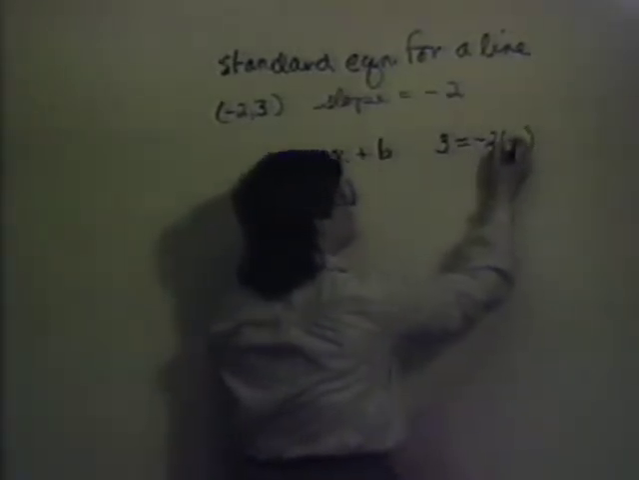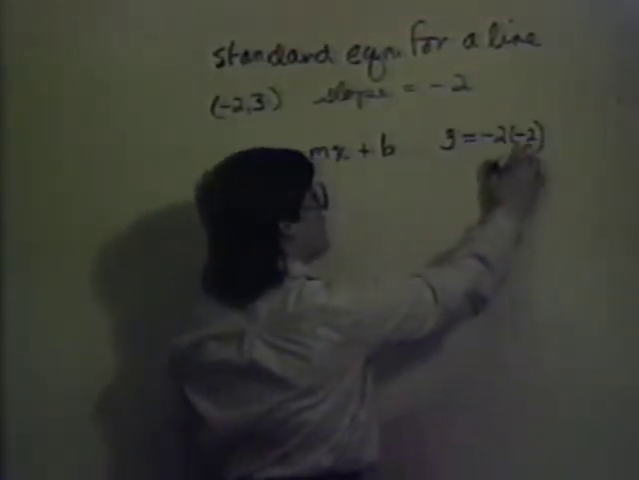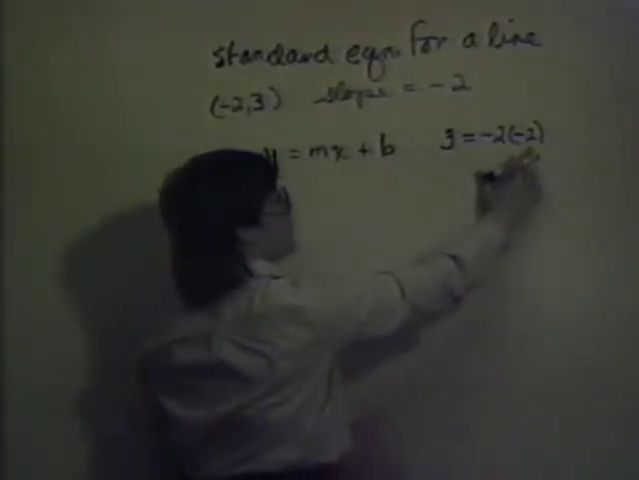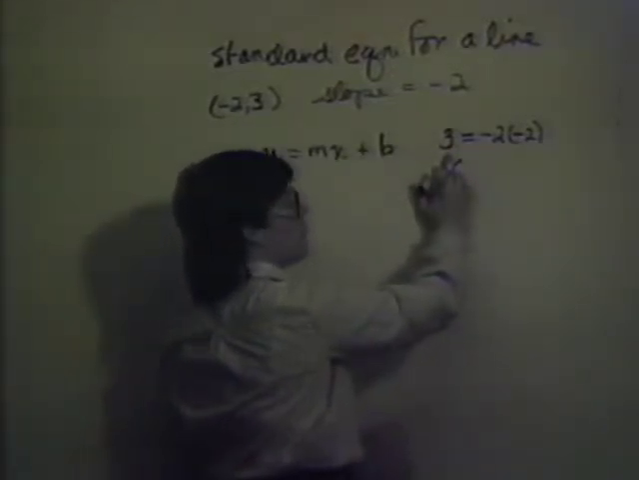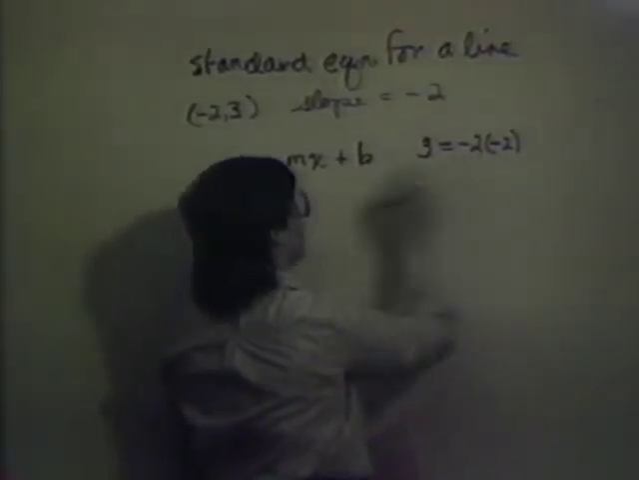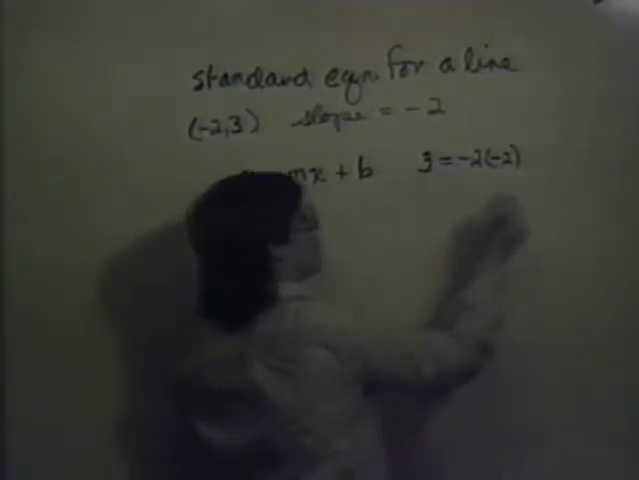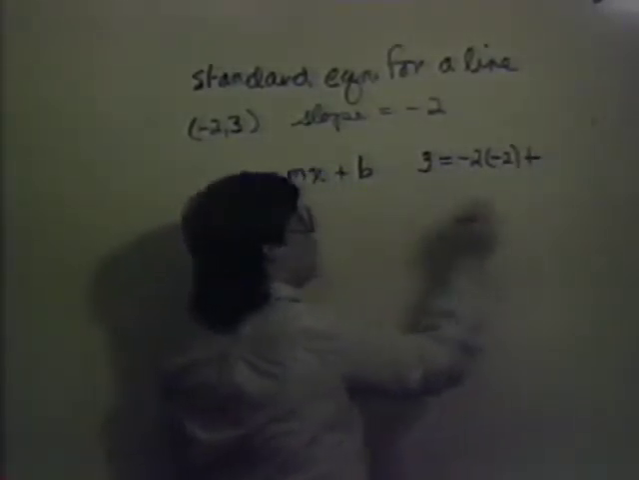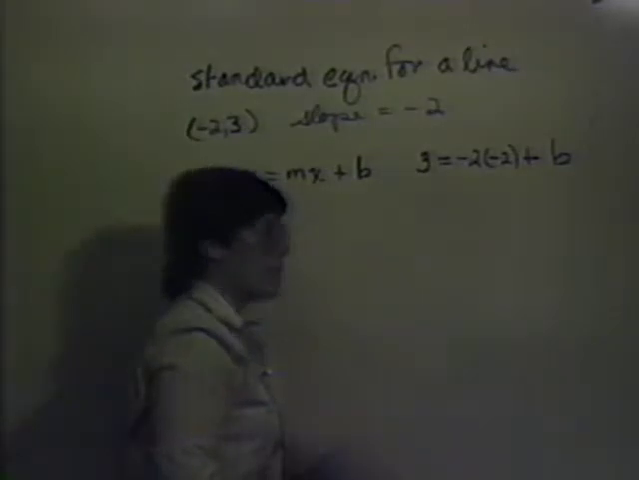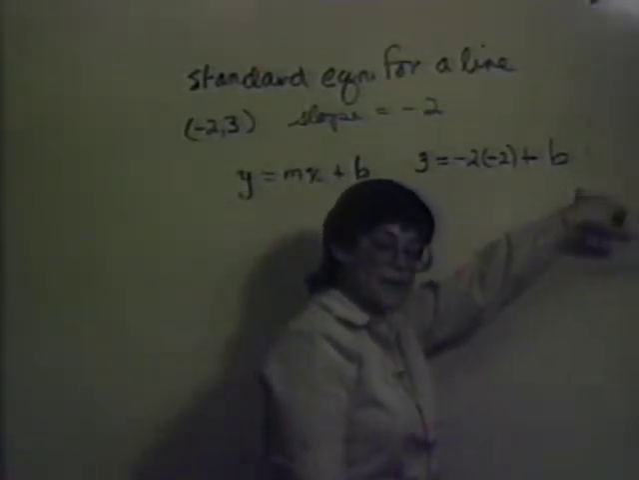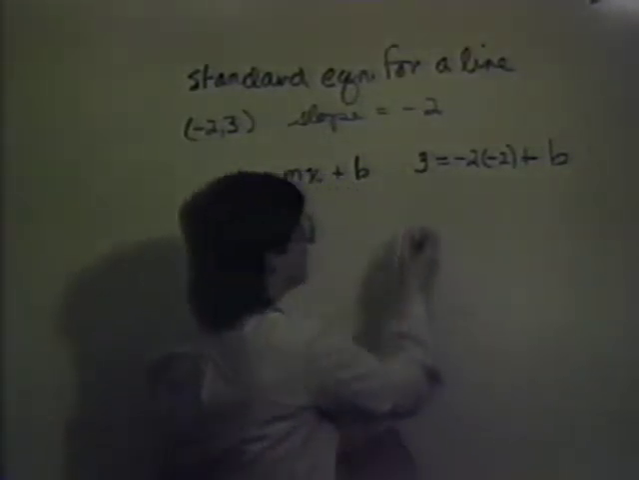-2. Great. So you see we put the point in here. Here for the x coordinate went in here for x, y coordinate went here for y. The slope went right here where we can see that our slope is supposed to go. And now we don't know what b is. But we know everything else except b, so we can solve this equation for b.